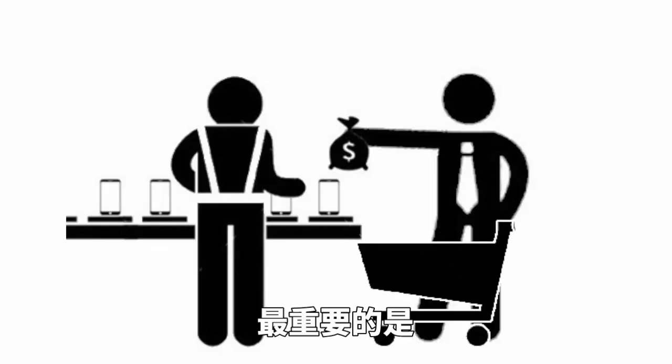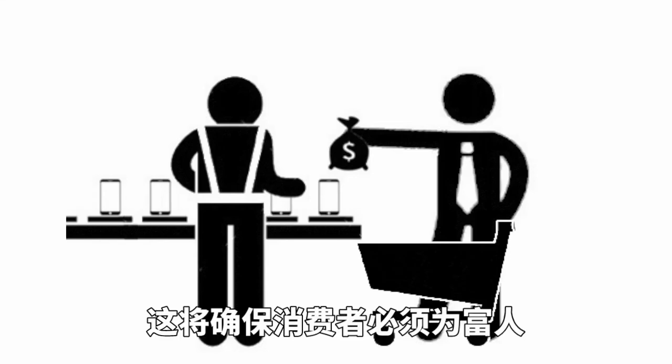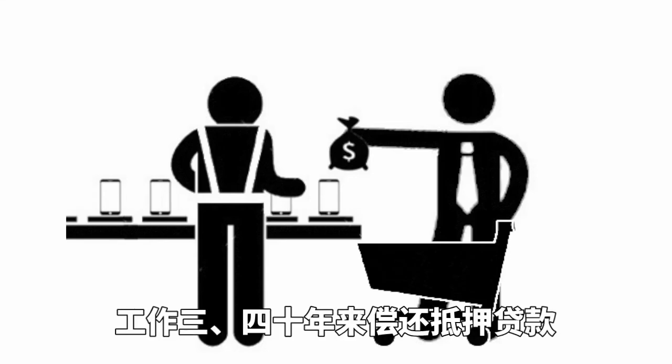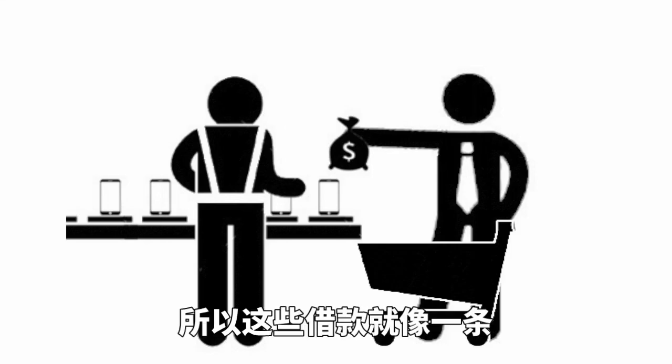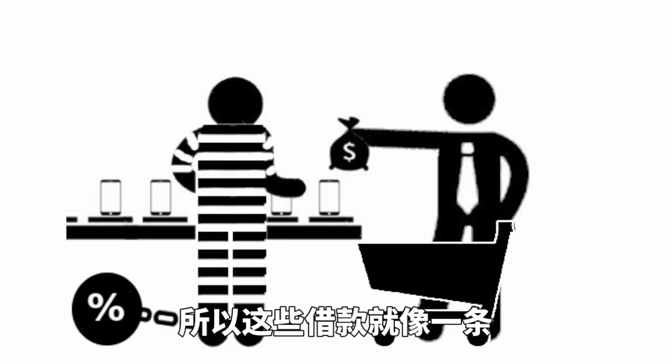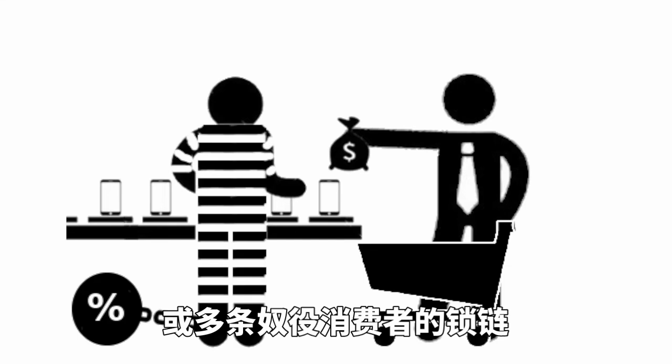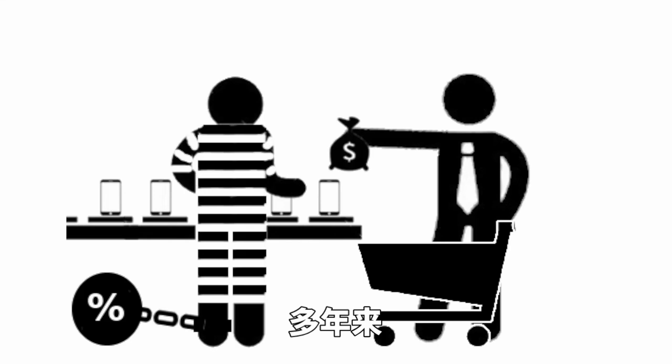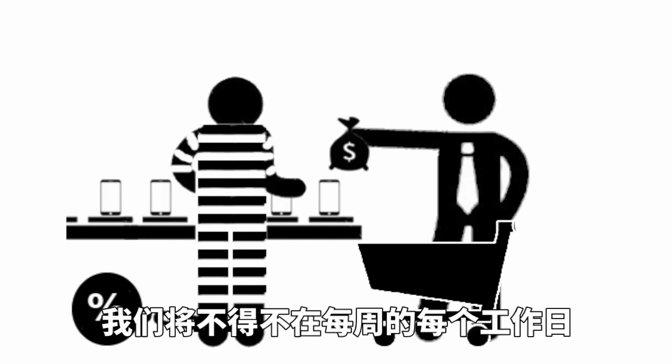And on top of that, it will ensure that the consumers will have to work for the rich for 30, 40 years to pay back their mortgage. So these borrowings act like a chain, or the chains that enslave the consumers who will have to work for the rich every working day of the week for many, many years.